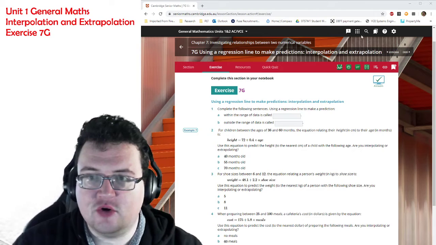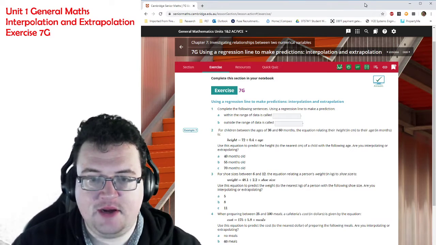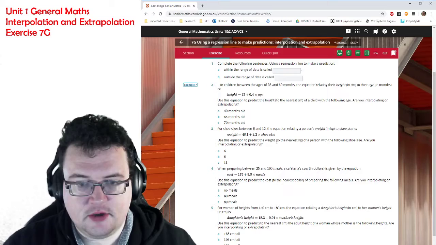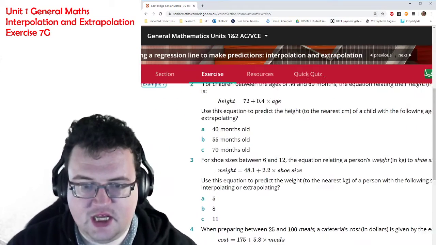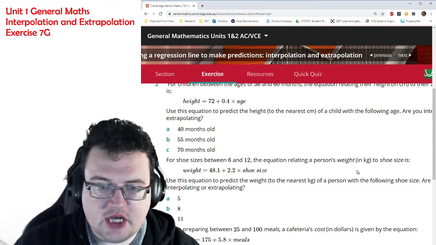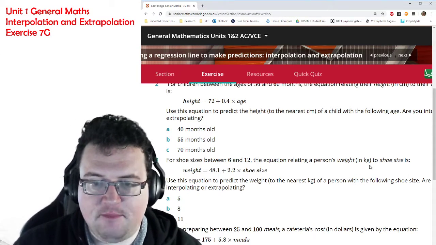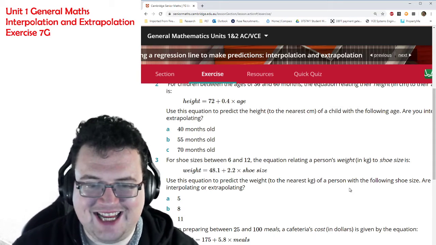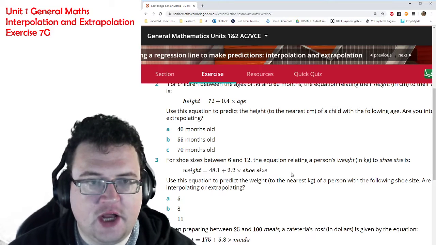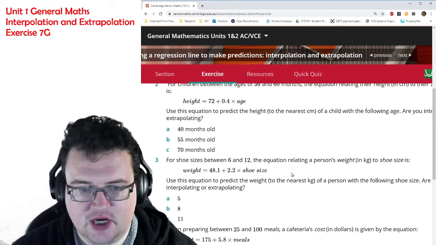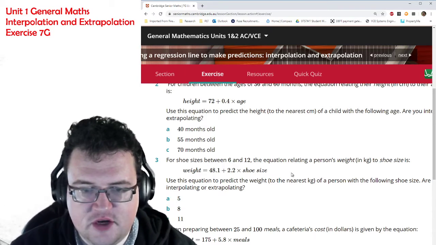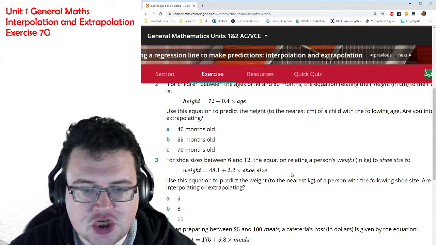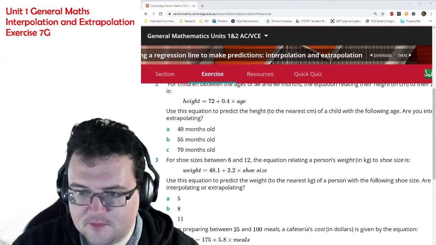So for example, if we look here, I've got questions behind me. If we look at question 3, for shoe sizes between 6 and 12, an equation relating a person's weight in kilos to shoe size is the following: 4.81 times 2.2 times their shoe size. Using this equation to predict the weight of the following people, is it interpolation or extrapolation?